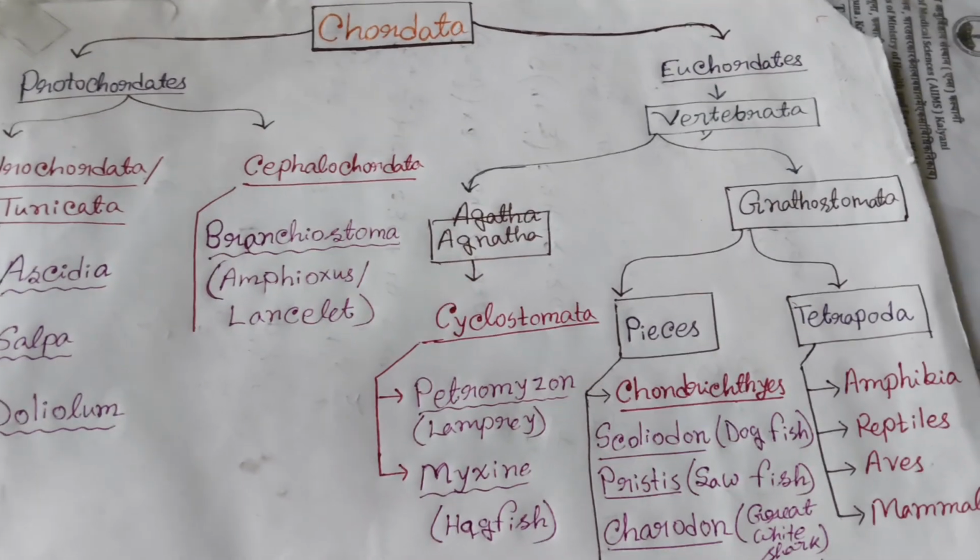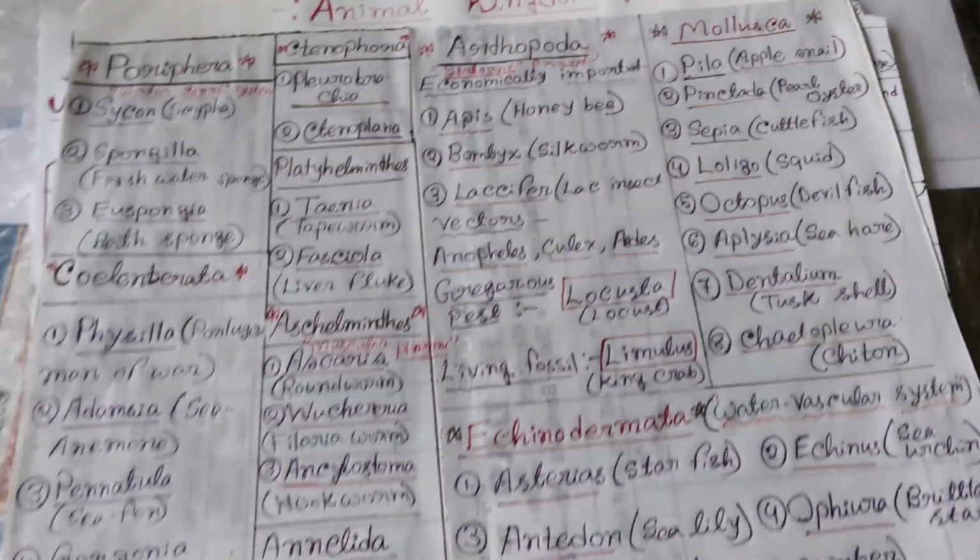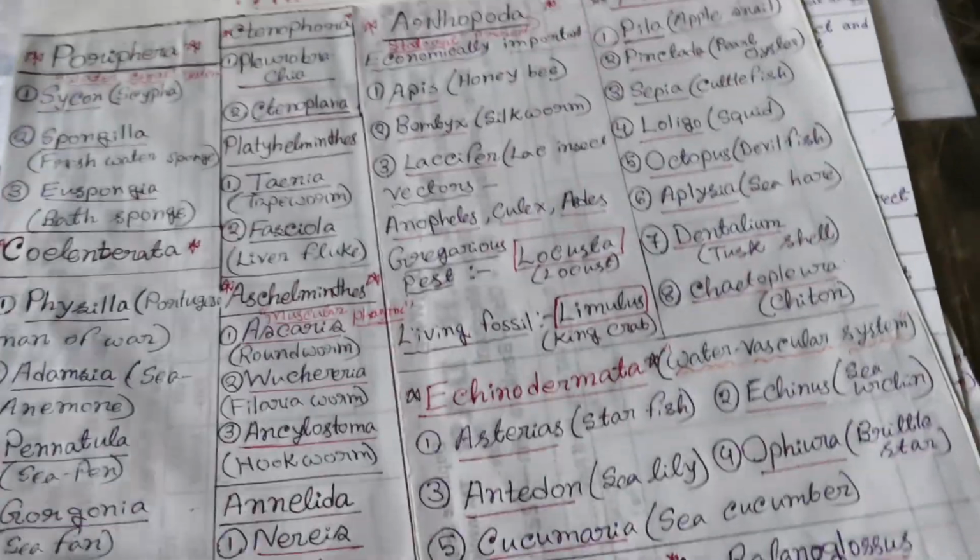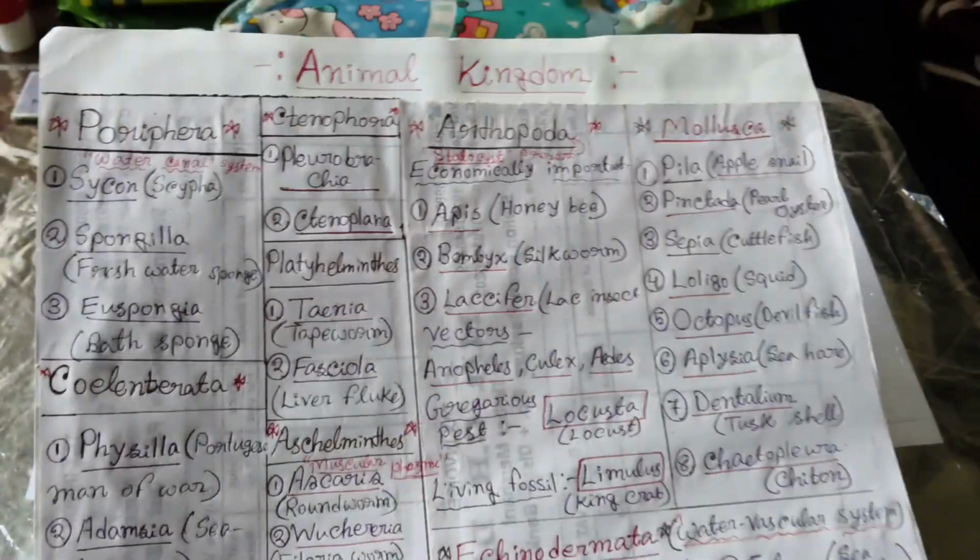As an example, in animal kingdom there are so many examples, and the questions come from chapters like animal kingdom and plant kingdom. The questions are also example oriented, so you have to remember all the examples very properly. You can see I have made this flowchart for the chordata. There are two more flowcharts for animal kingdom. I used to remember all the examples of animal kingdom like this.